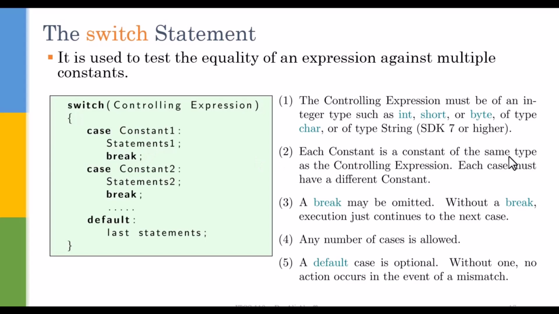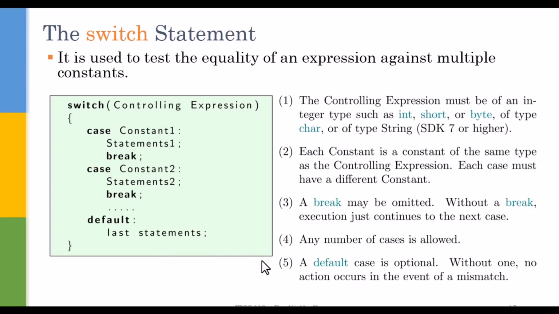Each constant is a constant of the same data type. So if you put an integer here, you should not put string constants, because you are testing for constants of that variable. A break may be omitted. Omitted means skipped, you cannot write it. But without a break, execution just continues to the next case. The break is like a wall between these two cases. If you remove this break, then you are removing the wall, and when the computer comes to this case, it will immediately go to the next case.